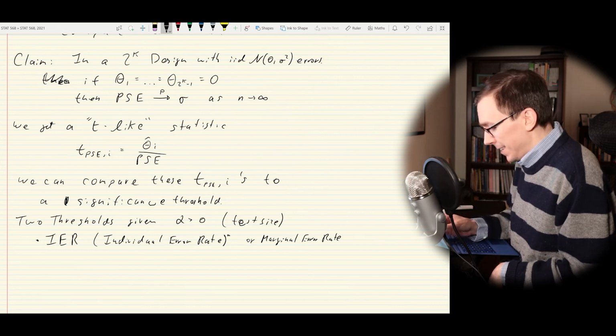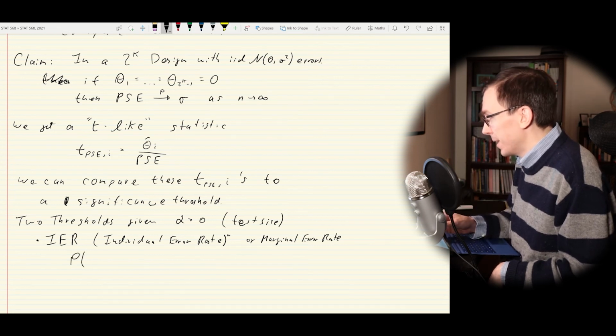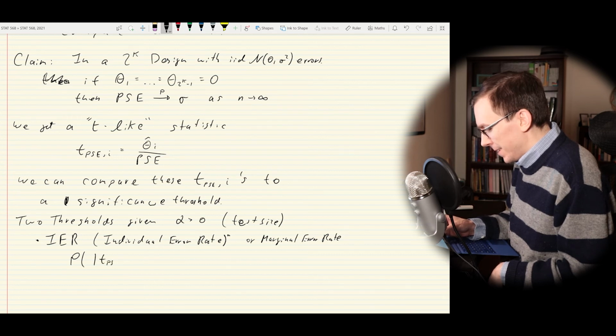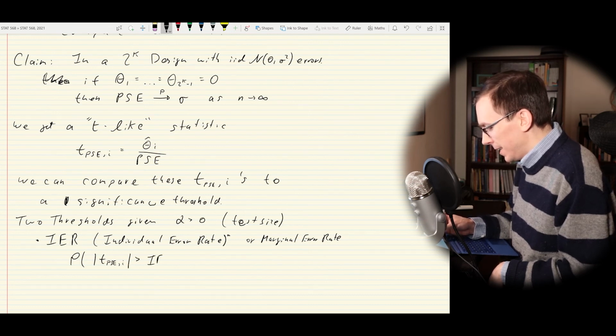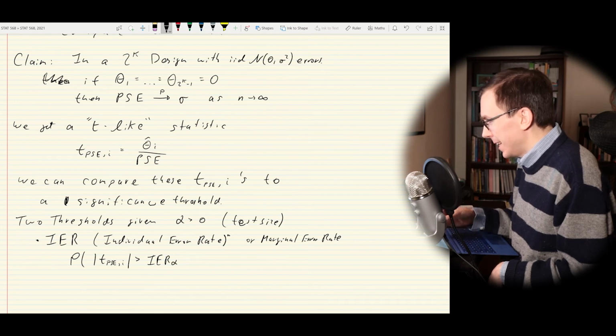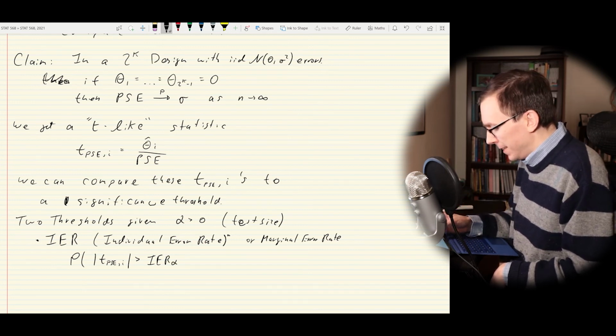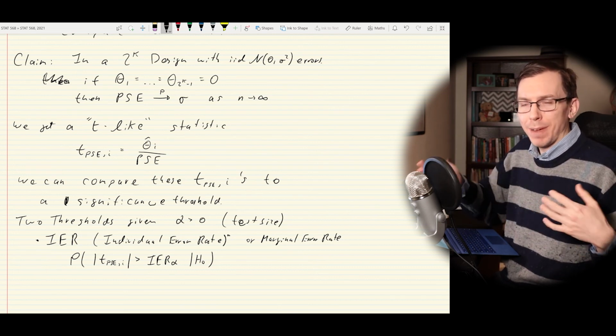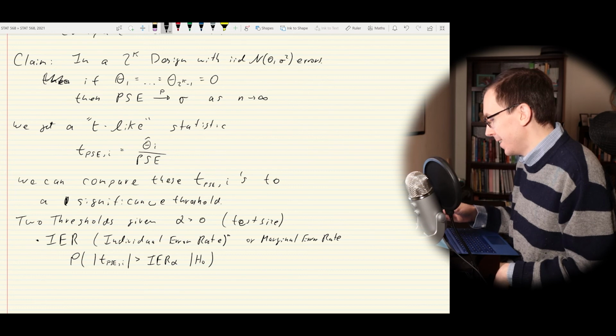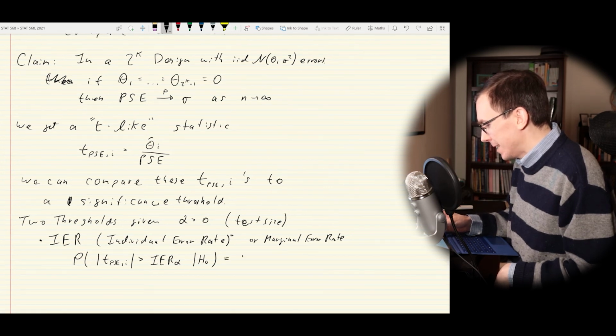And in this case, it's just going to be a number such that the probability that the pseudo standard error t-like statistic in magnitude is greater than this threshold, IER sub alpha, to indicate that we're doing this at test size alpha, given that we're in the null hypothesis setting, where whatever interaction or main effect that I corresponds to is not significant, then the probability of a false positive is alpha. This is for each I.